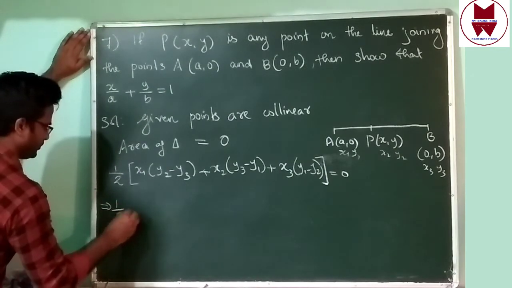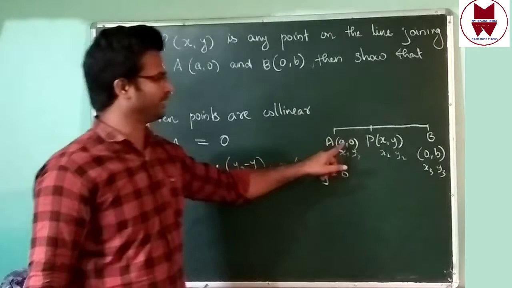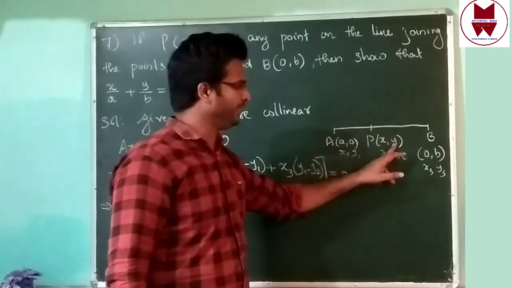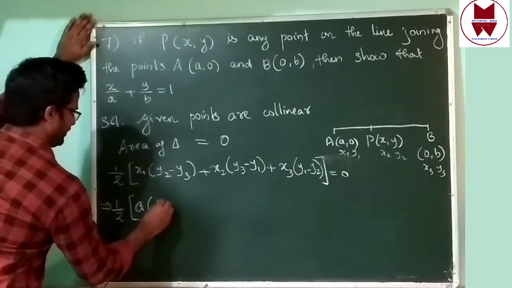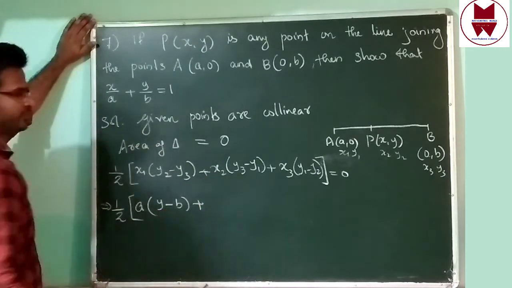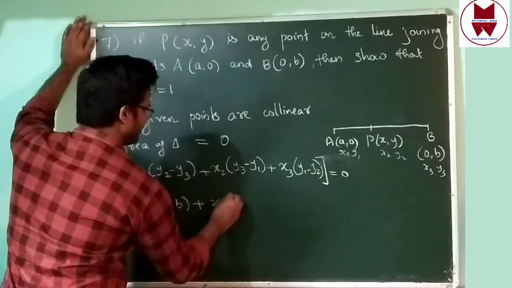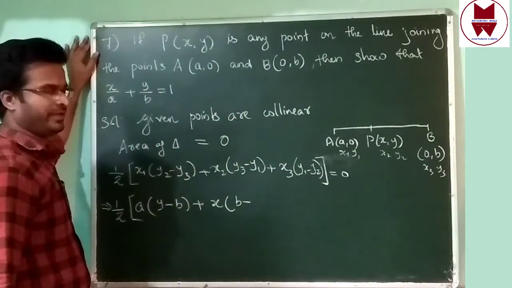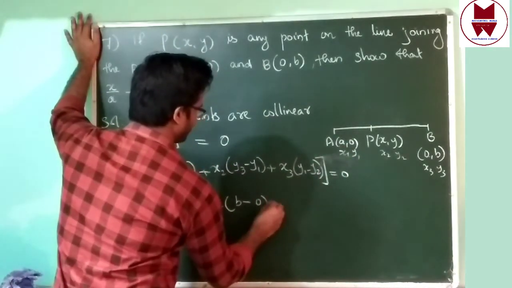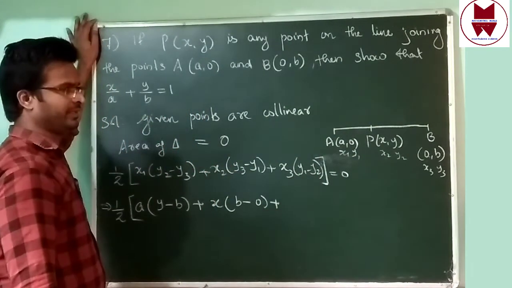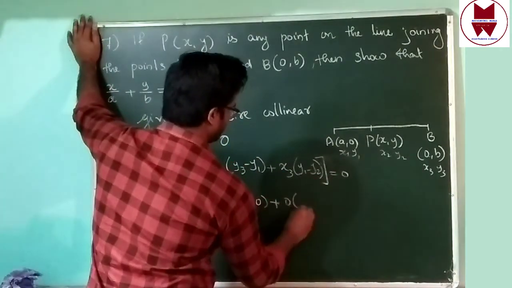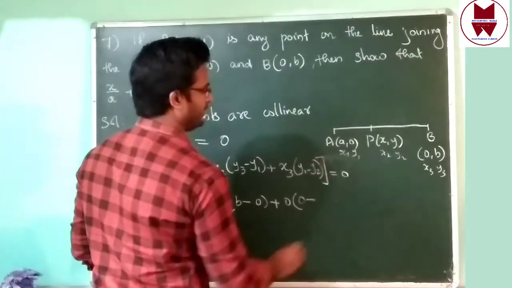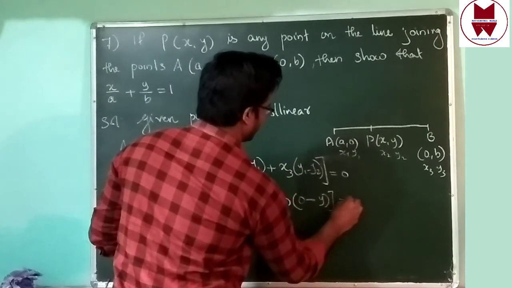We can write 1 by 2 into x1. What is x1? x1 is a. Then (y2 minus y3), y2 is y, minus b, so (y minus b). Plus x2 is x, then (y3 minus y1), y3 is b, minus y1, y1 is 0. Plus x3. What is x3? x3 is 0. Then (y1 minus y2), y1 is 0 minus y2 is y, equal to 0.